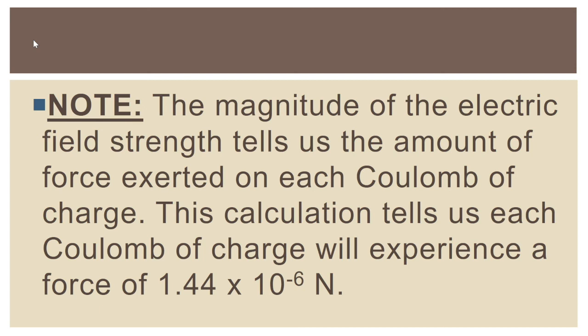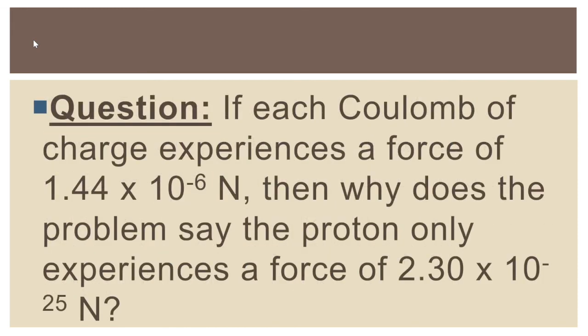But now that we've answered that question, we've got another question to ask. If each coulomb of charge experiences a force of 1.44 times 10 to the negative 6 newtons, then why does the problem say the proton only experiences a force of 2.30 times 10 to the negative 25 newtons? I actually want you to really think about that for a second. Take a minute to pause this video and think about that. If each coulomb of charge gets 1.44 times 10 to the negative 6 newtons, then why does the proton only experience a force of 2.30 times 10 to the negative 25 newtons?